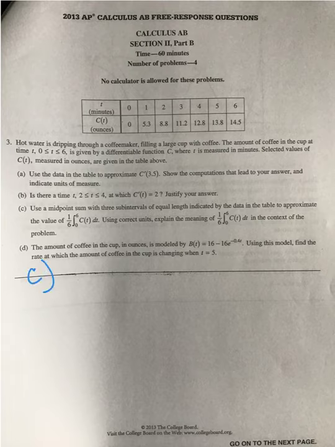Use a midpoint sum with three subintervals. What does that mean? That's MRAM. Midpoint rectangular approximation method of equal length indicated by the table to approximate the value of 1/6 times the integral from 0 to 6 of C(t). Using correct units, explain the meaning of this. Well, let's first calculate it, and then we'll explain it.